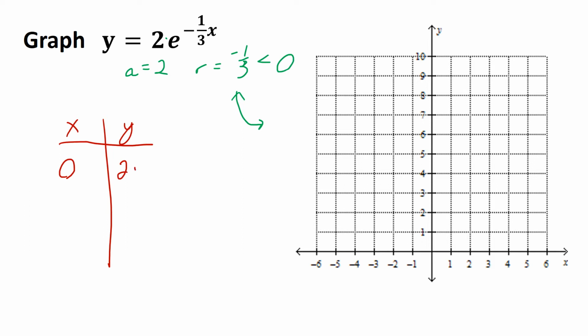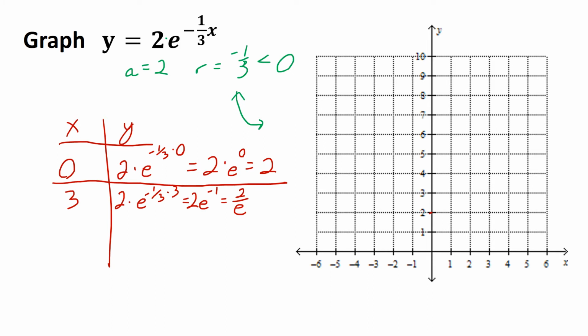So 2 times e to the negative 1/3 times 0 will just give me 2 times e to the 0 power, which equals 2. So I have a point (0, 2). Next, because I'm dealing with a fraction 1/3, I think 3 is easy to substitute. So go ahead and evaluate that.